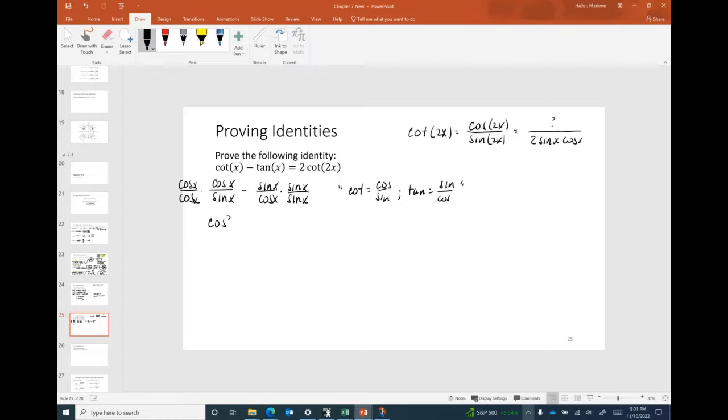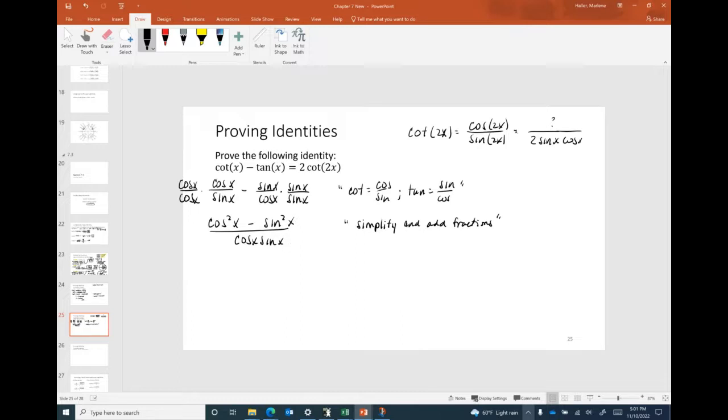I now have cosine squared x minus sine squared x over cosine x times sine x. All right, why can I do this? I'll just say the reason is that I'm simplifying and adding fractions. Since it's a proof, I want to make sure I identify the reasons why I'm taking these steps, right? Okay, now what do I do here?